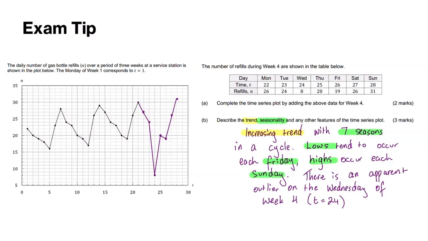For the third mark in the question, you're looking for any other features. And it's really clear here that in this time series plot, there's a clear outlier. In the context of the data, we'd say that there's an apparent outlier on a Wednesday of week 4, and that would give you a third mark.